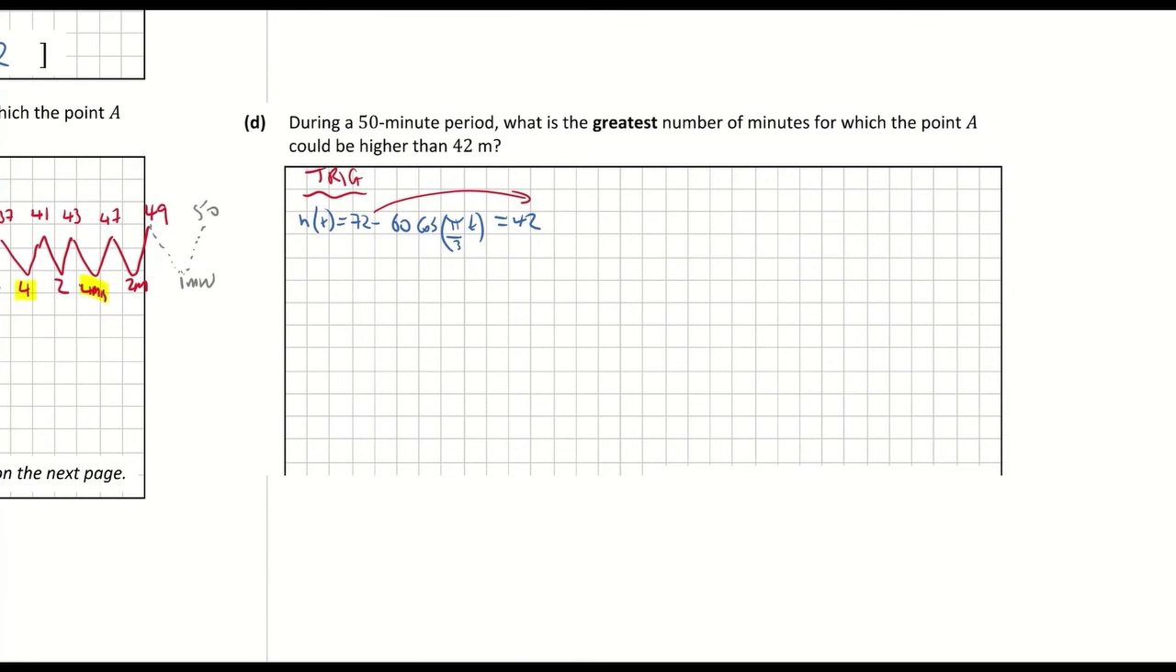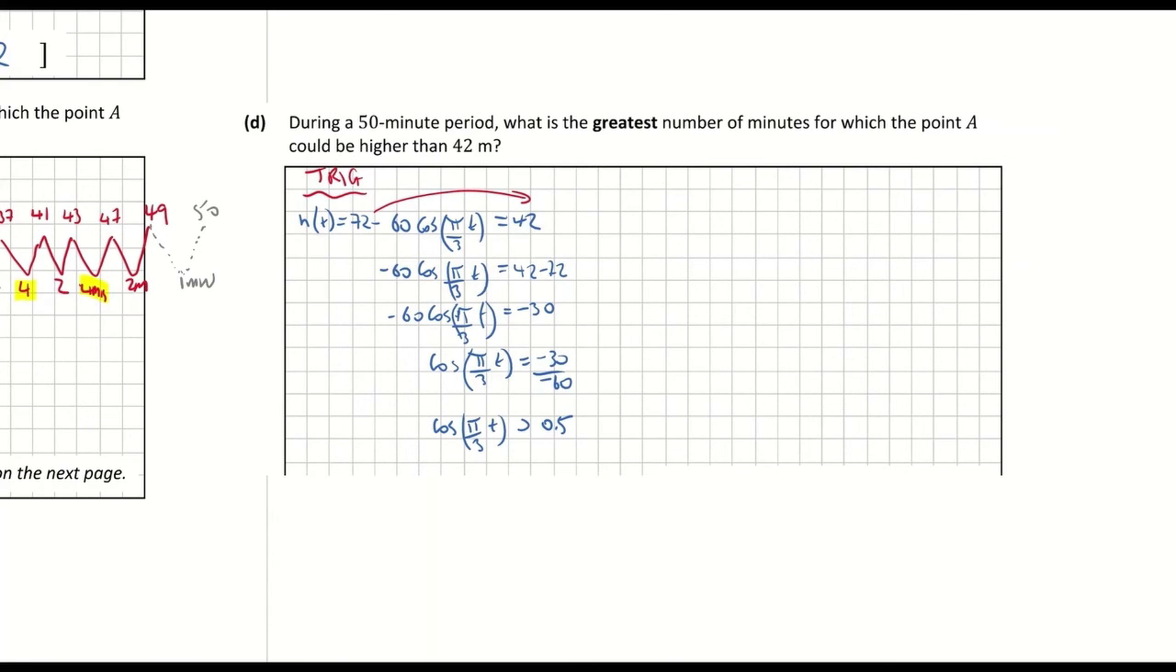So I'm going to move over my 72, which is minus 60 cos of pi over 3 times t is equal to 42 minus 72, which is minus 30. I can divide across by that negative 60 now, so cos of pi over 3t is equal to negative 30 over negative 60. So I have cos of pi over 3 times t is greater than 0.5.